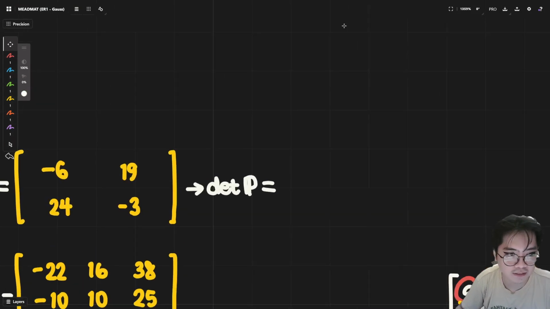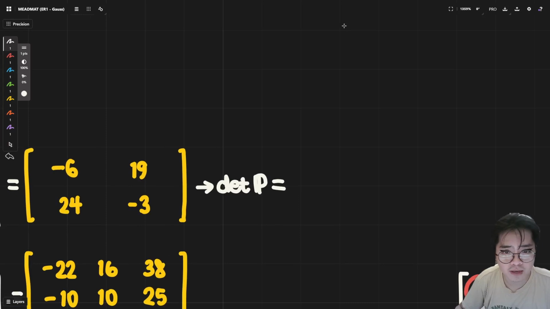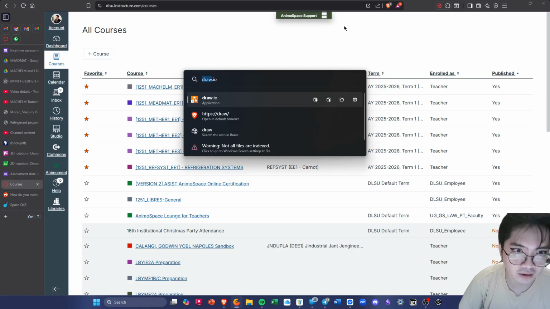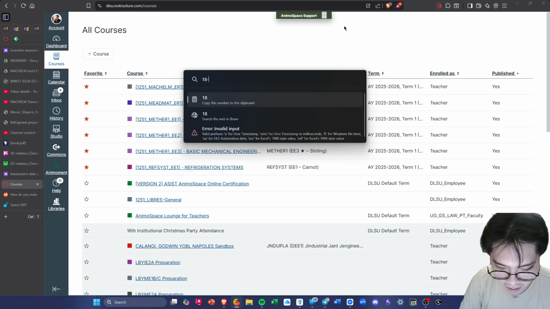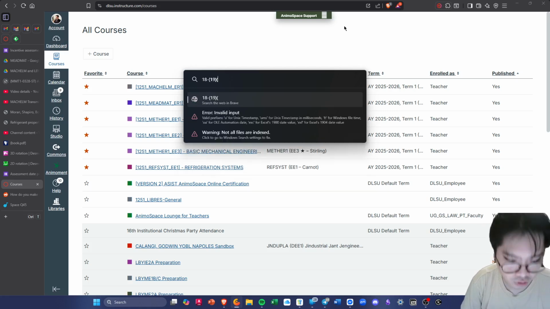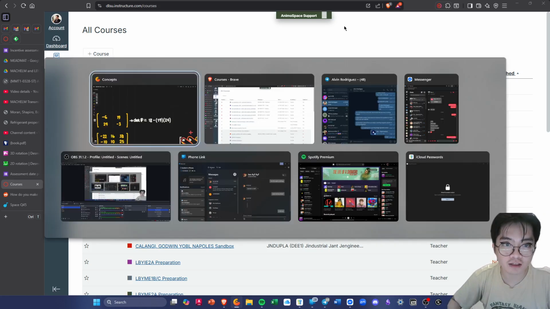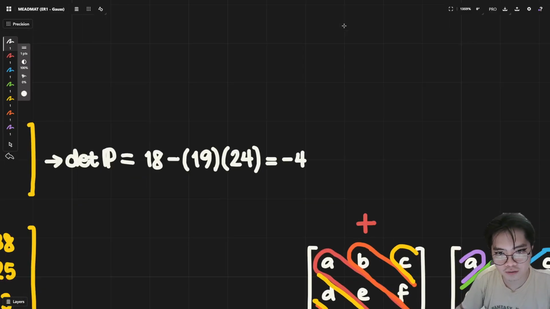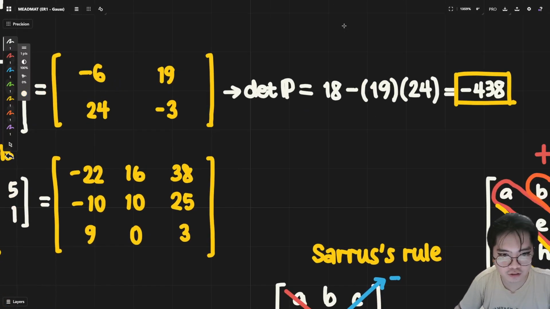This will be negative 6 times negative 3. That will be positive 18. I don't know what this is going to be. 19 times 24. Let's just use our calculator in here. 18 minus 19 times 24. Negative 438. Okay? Sure. Next. Ito na, determinant of q.